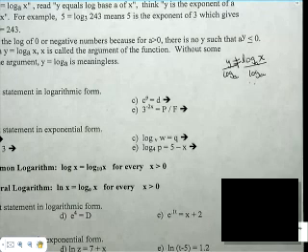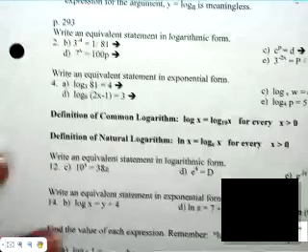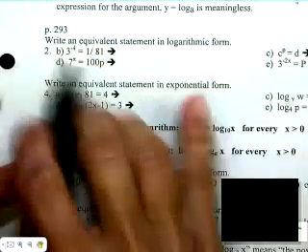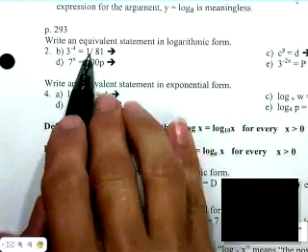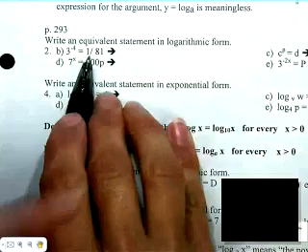All right. Number 2 on page 293 says write as an equivalent statement in logarithmic form. Just change these exponential expressions to logarithmic form. 3 to the negative 4 equals 1 over 81. What would that be in logarithmic form? Log base what? That's the base in exponential form of what?